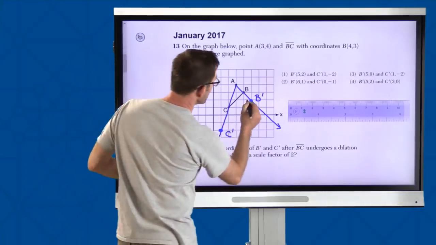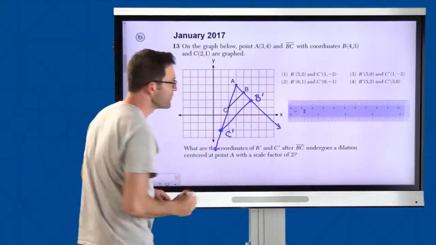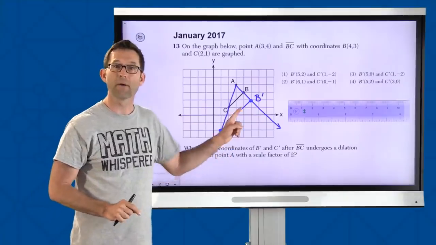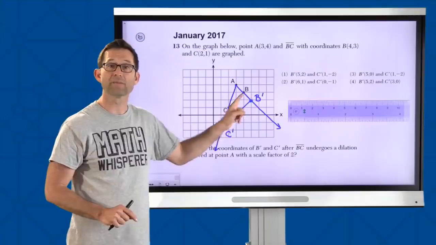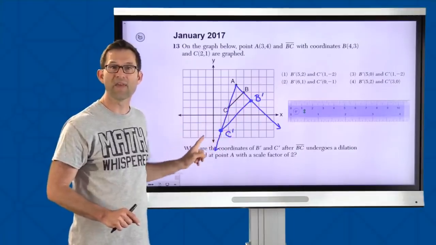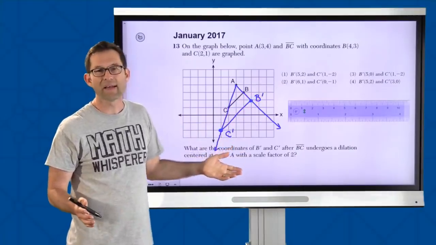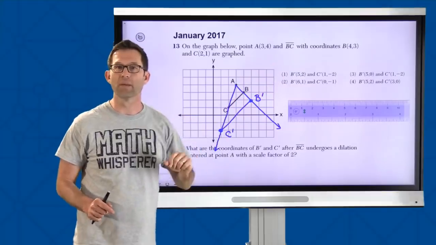Now, they never asked me to do it, but I could draw this in. This is a picture you see time and time again. Remember, B prime C prime is now twice as long as BC, and it's parallel to it. You can see that parallelism. They don't really ask about that. They just want the coordinates of B prime and C prime.